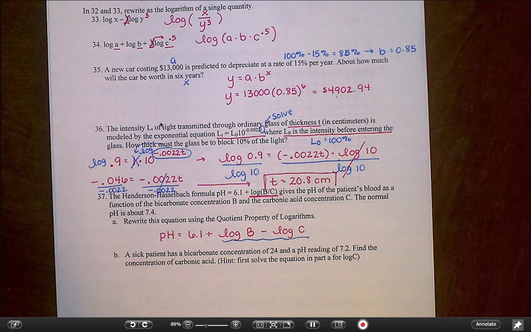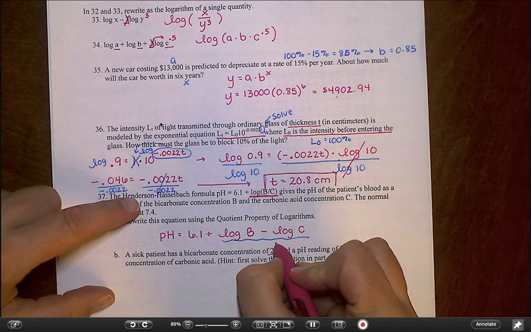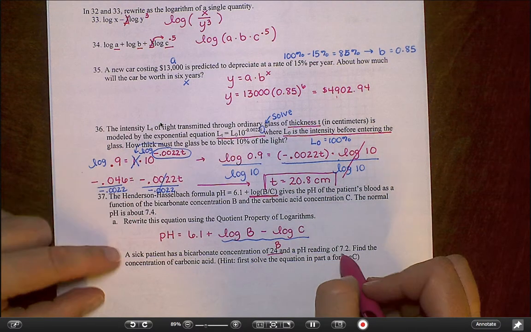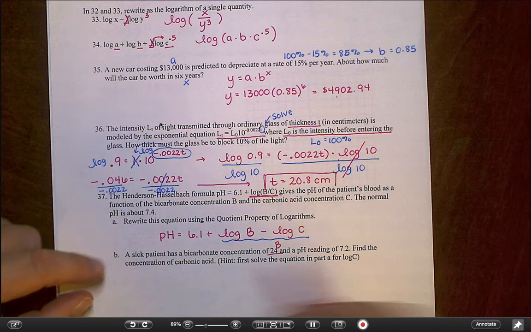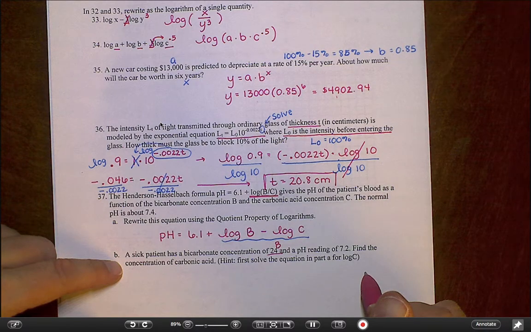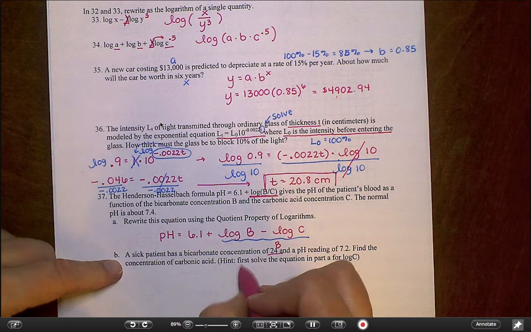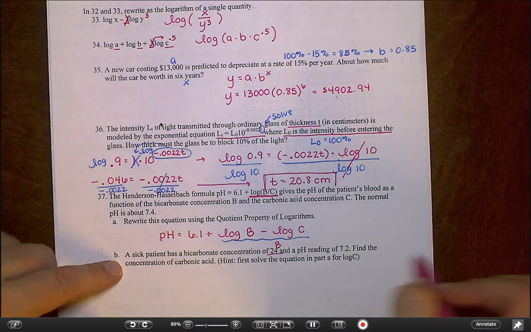Okay, so a sick patient has a bicarbonate concentration of 24, pH reading of 7.2. Find the concentration of carbonic acid. Okay, so let's see. B is the bicarbonate, so this is B. And then you've got your pH of 7.2, and then find the concentration of the carbonic acid. I might disagree with this just a little bit. I don't know that I would first solve the equation in part A for log C.